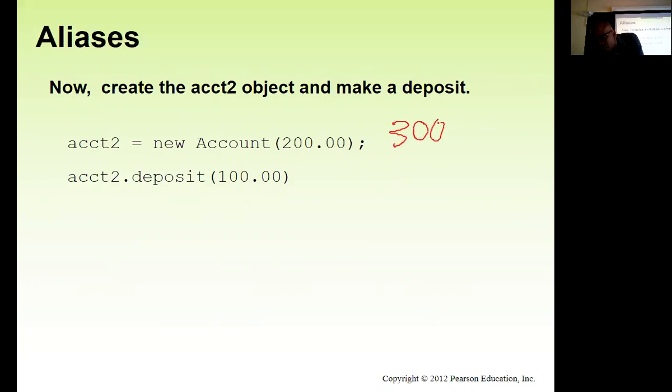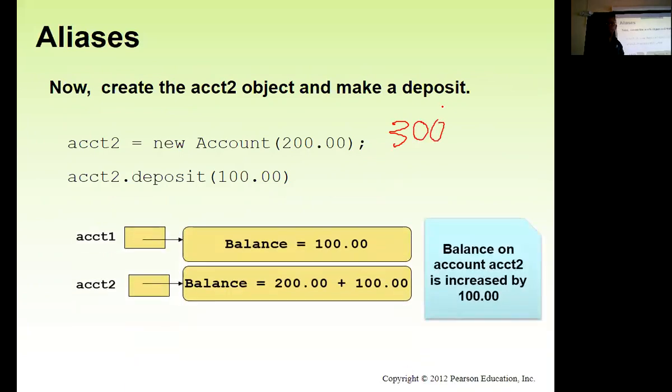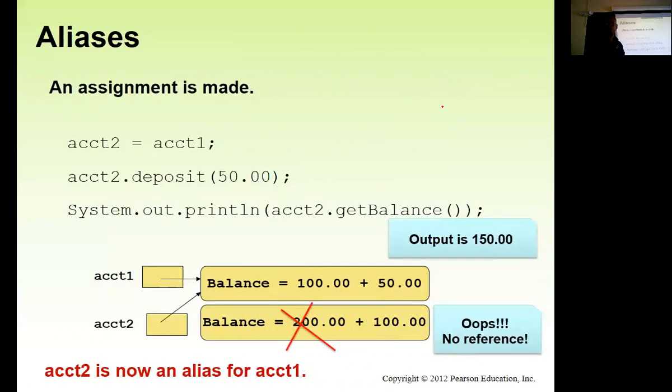Right. So account 2 has $300, right? Now, if we get the balance from account 1, it's 100, and 300 for account 2. Everybody happy? We didn't do anything but instantiate account 1 and put $100 in it. But we instantiate account 2 and we put $200 in there, then we deposit $100. Yes? Everybody happy so far?